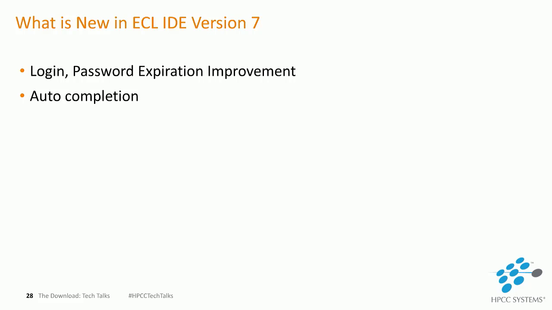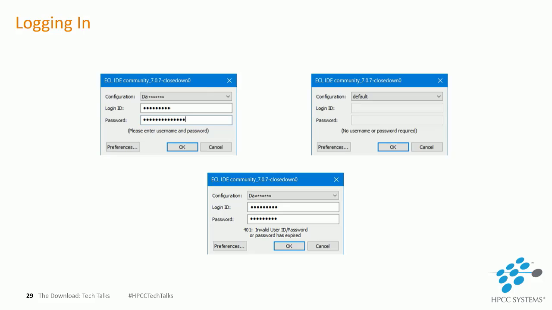And one of those would be login, because before version 7, if your password was expiring and you didn't know it, you wouldn't be alerted by the interface itself. So we've looked into that to make that experience a little bit better. But the biggest news is auto completion, and I'll tell you a little bit about that today. Again, this is not going to be a long talk, but for those who use the ECL IDE, it's really important you know these new features that are coming forward.